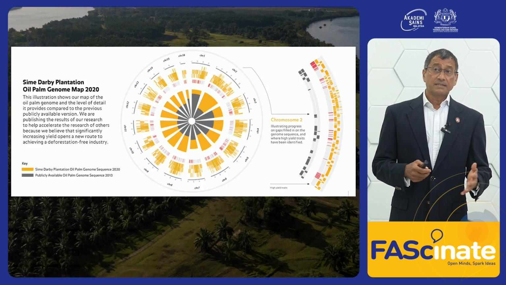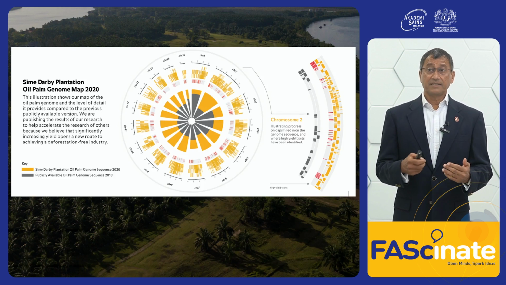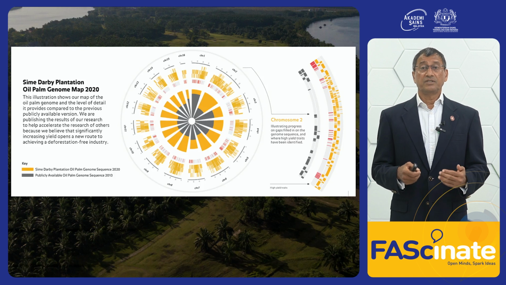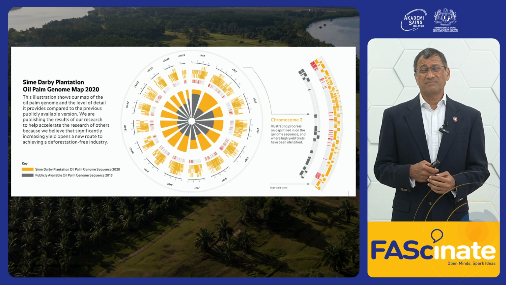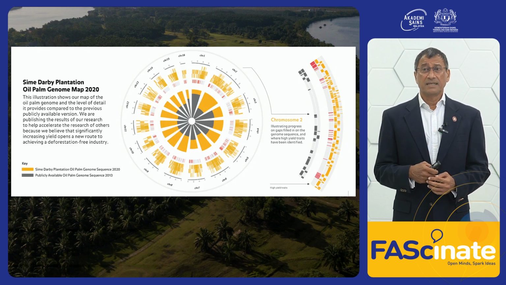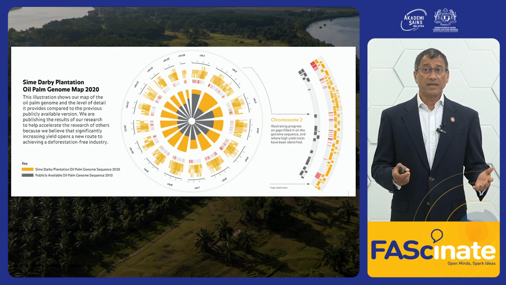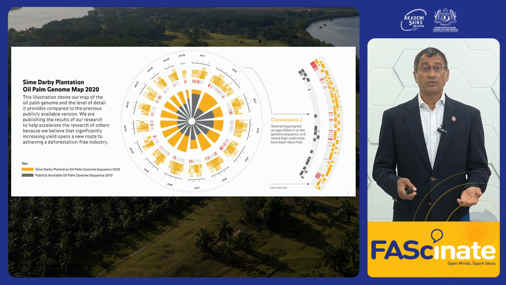So this is the oil palm genome that is basically an improved version of the genome that was published in 2013 by the Malaysian Palm Oil Board. This is about an 89% better assembly. It's in the public domain, and essentially it's put in the public domain to help other scientists use this information to also innovate.